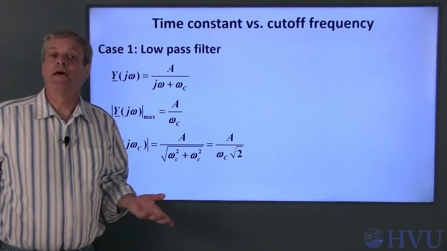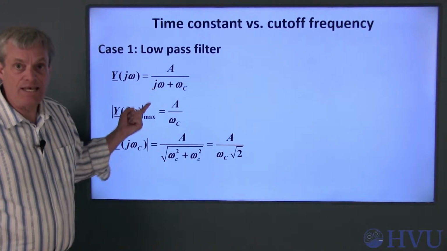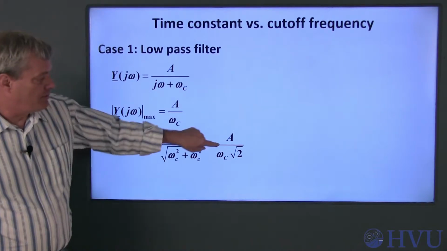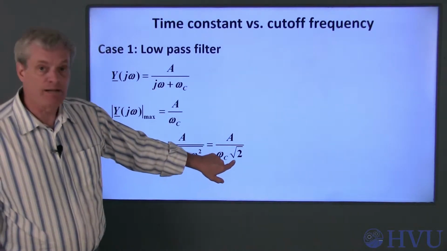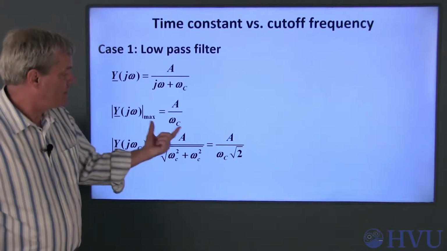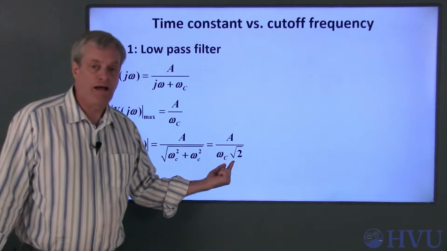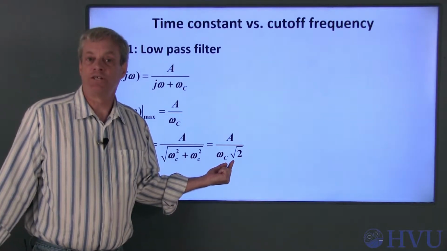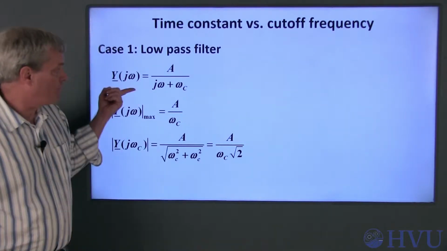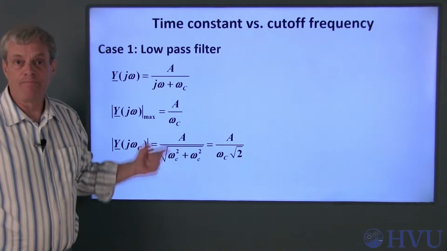The response when omega is equal to omega sub c is this, which can be simplified to A over omega sub c times the square root of 2. This is just the maximum response, A over omega sub c, divided by root 2, which is the definition of omega sub c. So this form of the frequency response is correct.